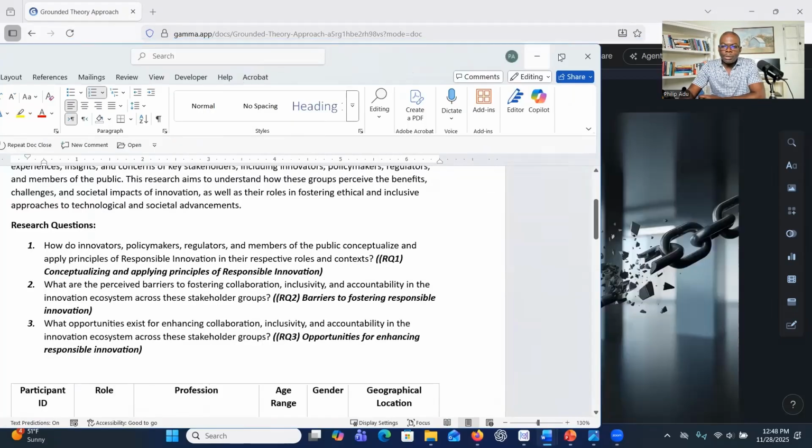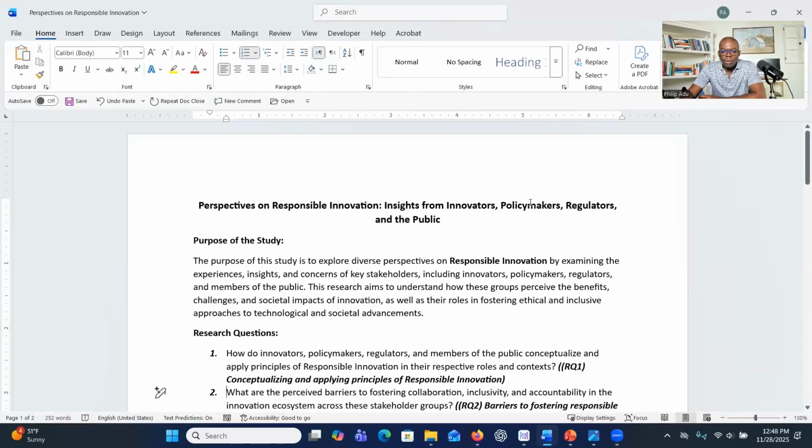So this is the data that I'm going to use. Imagine that you want to explore participant perception about responsible innovation. Responsible innovation is taking into consideration the impact of the innovation you are developing on the community, considering the needs of the stakeholders, considering the ethics, and considering the intended and unintended consequences of the innovation that you are developing. So that's all about responsible innovation.